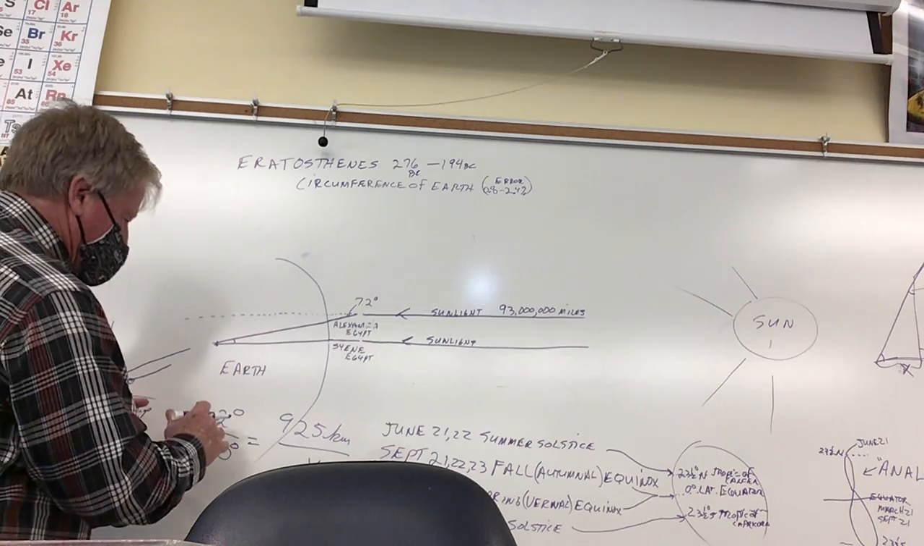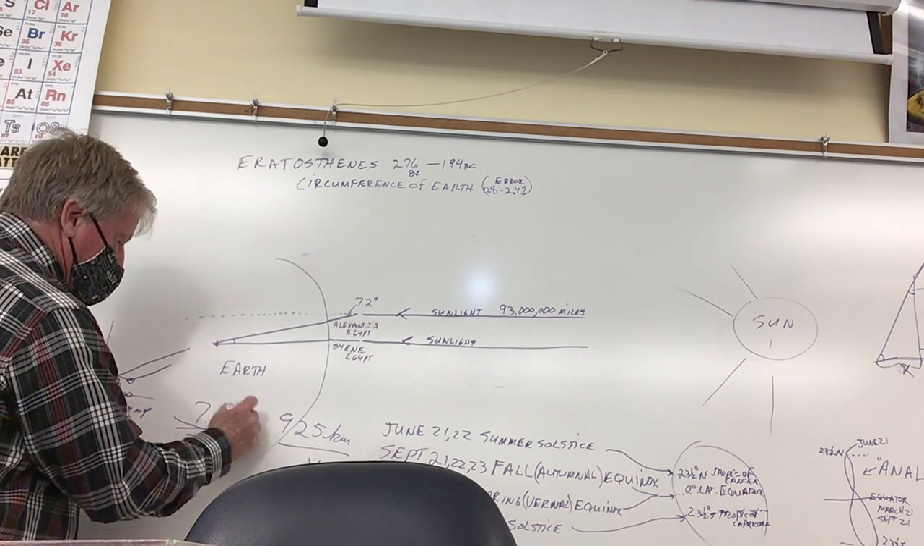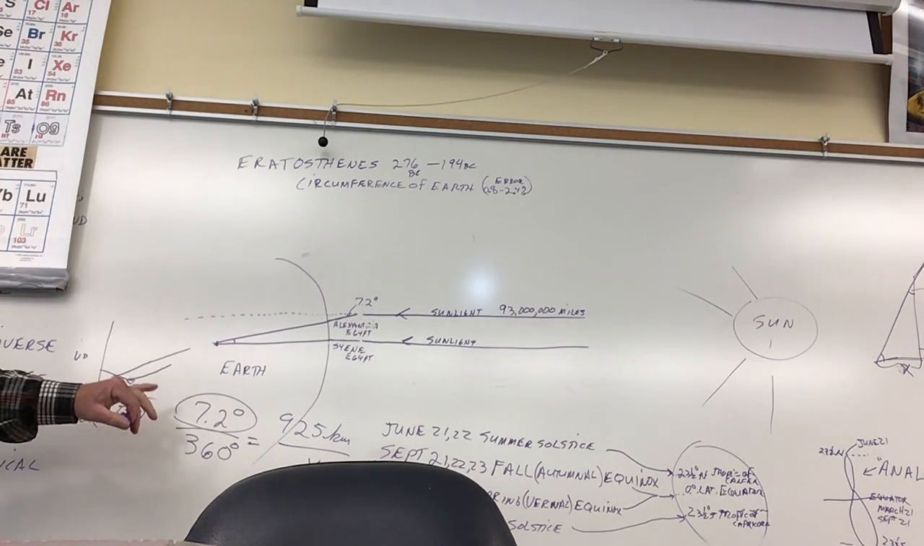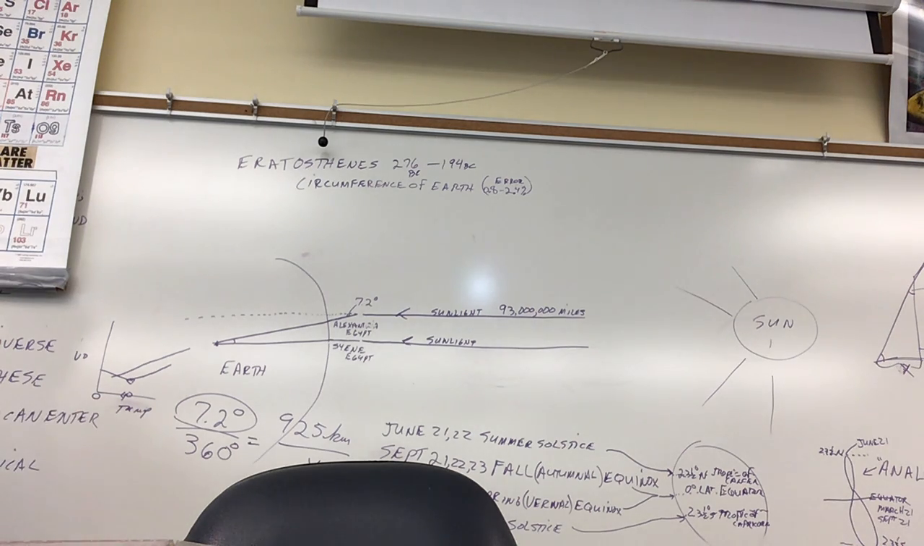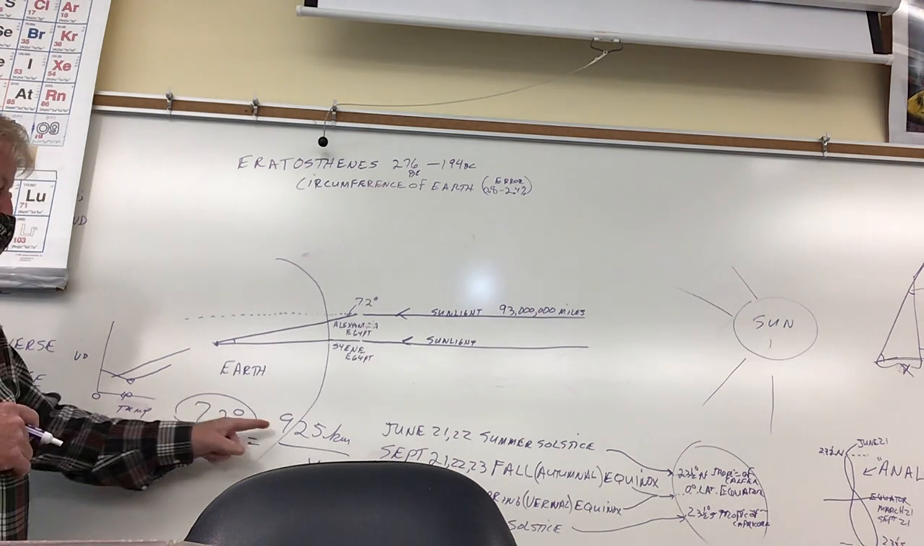Now, what else do you have to do? So let's say you find this angle, and by the way, it's not going to be close to 72. I'll give you a hint. In Greensboro it's not going to be close to 72. You get that? Okay. Now, what about this?